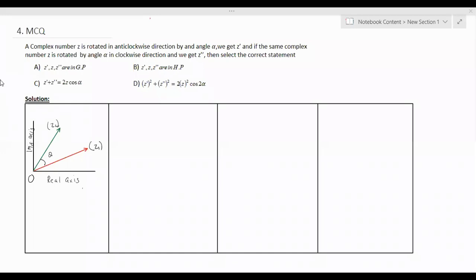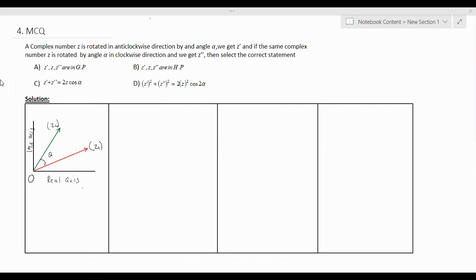This one is actually a relatively simple problem from this section. Now let's proceed. Before starting the problem, again pause it and try it, then come for the solution. Now, before starting the problem, let me revise one small concept. You can see in the diagram that z1 is rotated to get z2 by an angle theta. So you should know the relation.